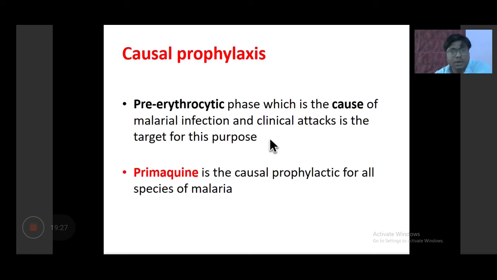So primaquine is very, very important. Then if you talk about causal prophylaxis, where we are targeting the pre-erythrocytic phase, which is the cause of malaria infection, this I already discussed. If you are targeting the pre-erythrocytic phase, we call it causal prophylaxis because you are targeting the cause of the disease. So the clinical attack is targeted for this purpose, and primaquine is the causal prophylactic for all species of malaria. Again came primaquine. You will see primaquine is not effective in the erythrocytic phase, but everywhere else primaquine is very, very effective.